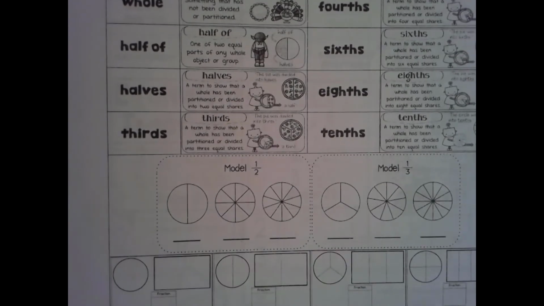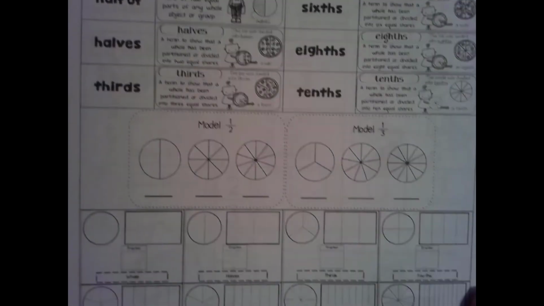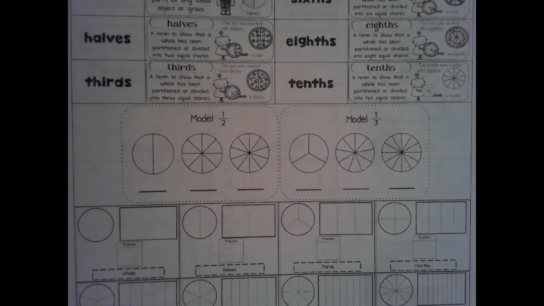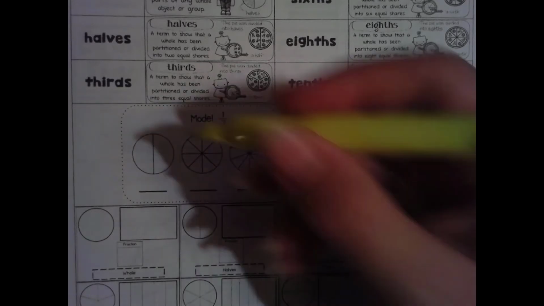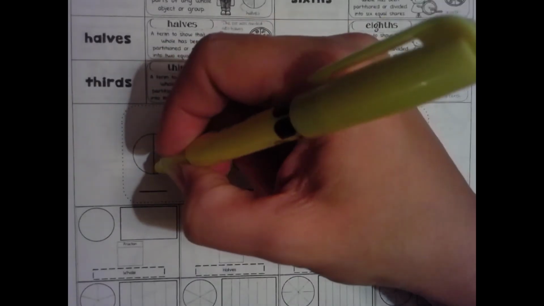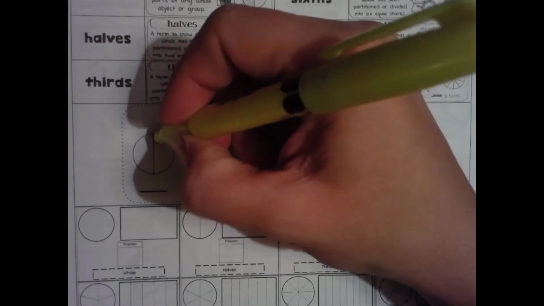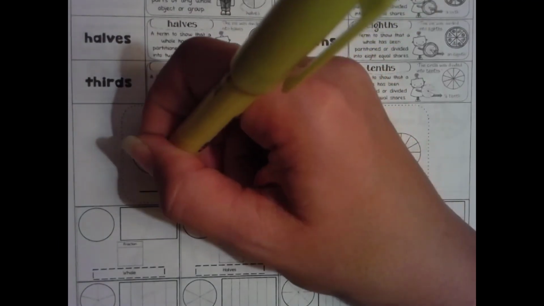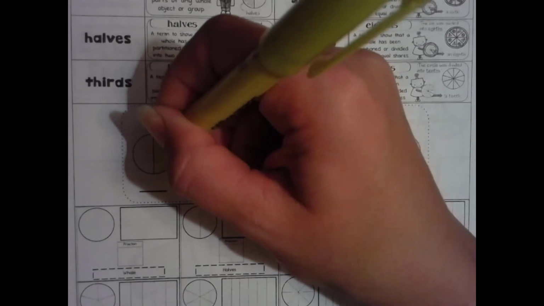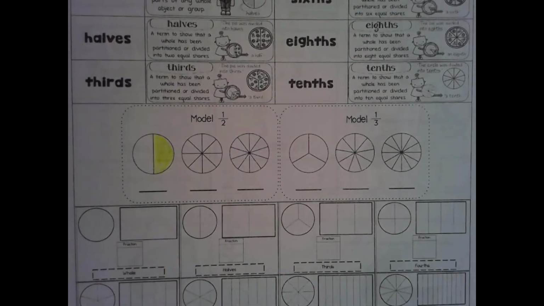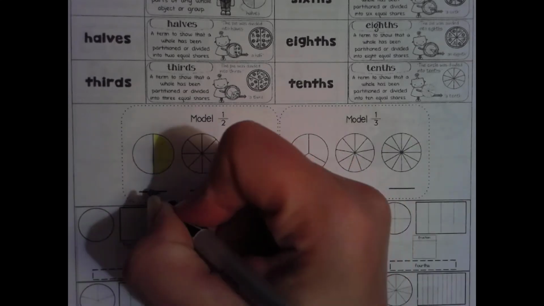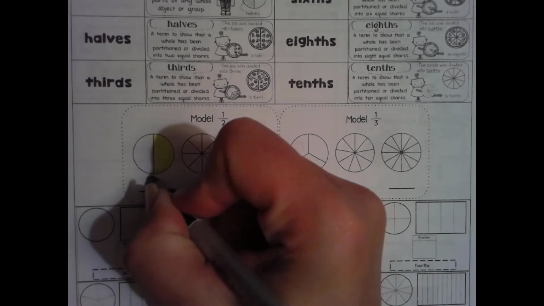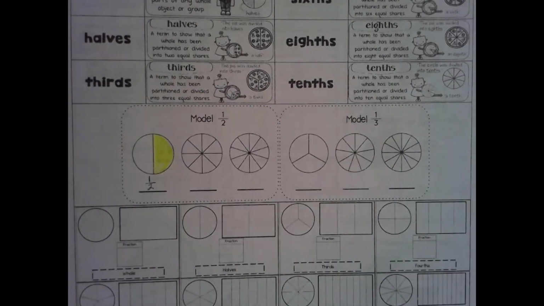Alright, so here we're looking at fractions in general, and more specifically equivalent fractions. So this is where your highlighter comes in. So if I highlight one of these two pieces, I now have a total of two pieces and one shaded in. So I am representing 1/2.